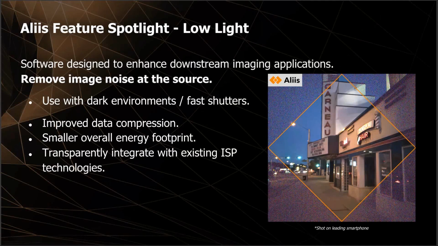With regards to ALIIS Lowlight, you can see an example of its impact to the right of the screen. The image was taken on a leading smartphone. The raw, bare image was processed with ALIIS, and the ALIIS Lowlight output was sent through an internal ISP to produce the RGB image you see in front of you.